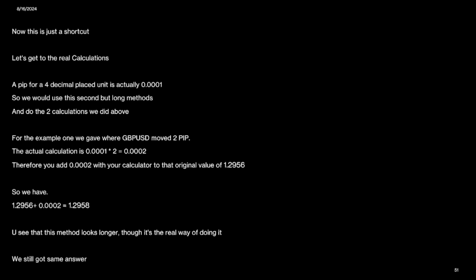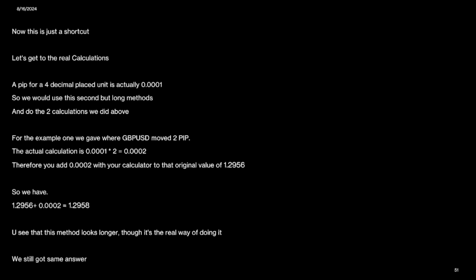Let's get to the real calculation. So, a pip for a 4th decimal place unit is actually 0.0001. So, we'll use this second but long method and do the two calculations we did previously. So for example 1, where GBPUSD moved 2 pips, the actual calculation is 0.0001 times 2 equals 0.0002. So if you pull up your calculator right now and do 0.0001 times 2, it will give you 0.0002.